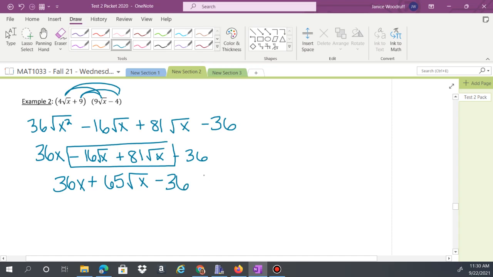No, because this 36 doesn't have an x. So that's it. Again, my answer is more than one term. That's okay. From here on out, you're going to see a lot more of that.